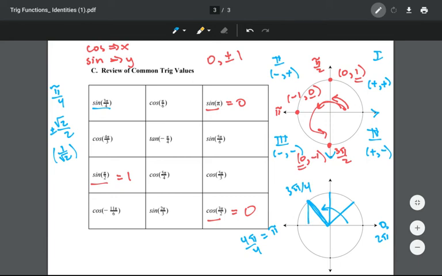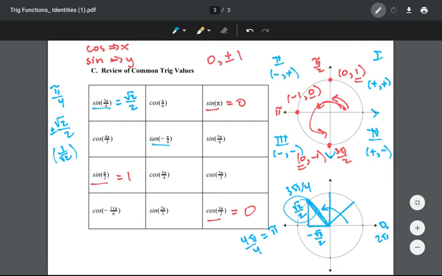I could draw in the triangle. It's an isosceles right triangle. My two legs have the same length. I am in quadrant 2, so I know that this is going to be a negative radical 2 over 2, and this is going to be a positive radical 2 over 2. I just did too much, right? I'm only concerned about the sine, so I really want the positive radical 2 over 2.